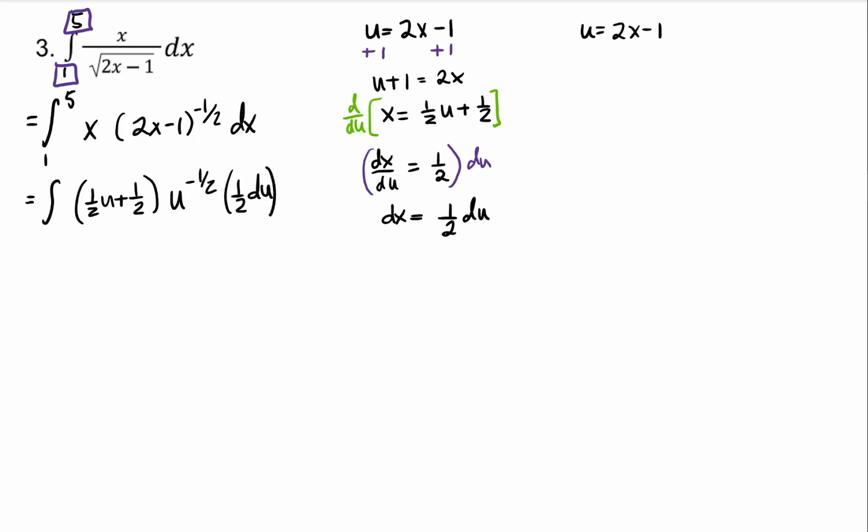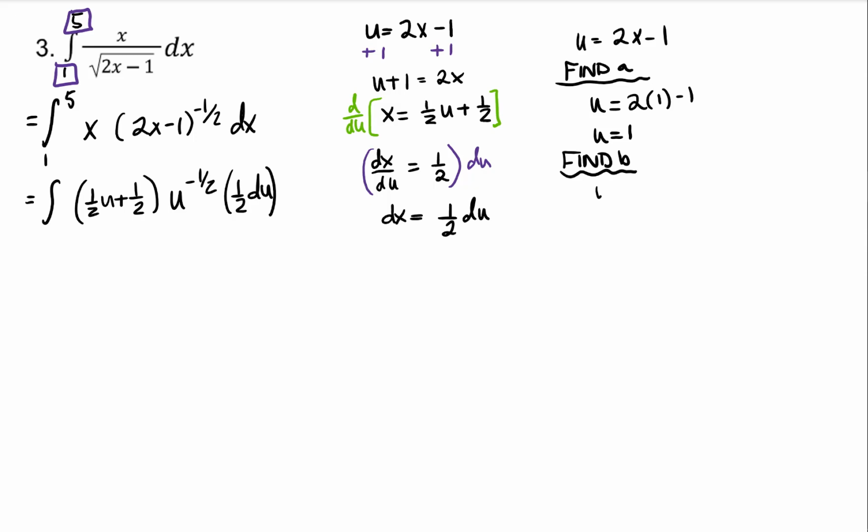The relationship between u and x is this. So to find the lower limit a, we would plug in the lower limit 1 for x and find a in terms of u. To find our upper limit, we would plug in the upper limit, 5. The lower limit is 1, the upper limit is 9 in terms of u. Let's simplify the integrand.